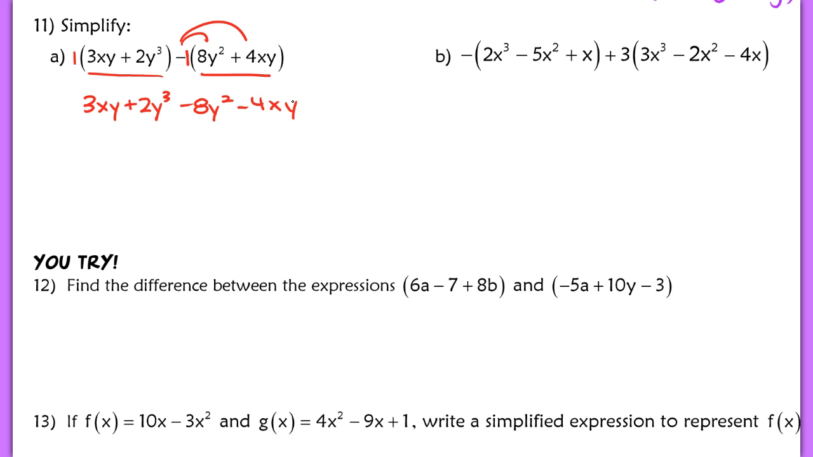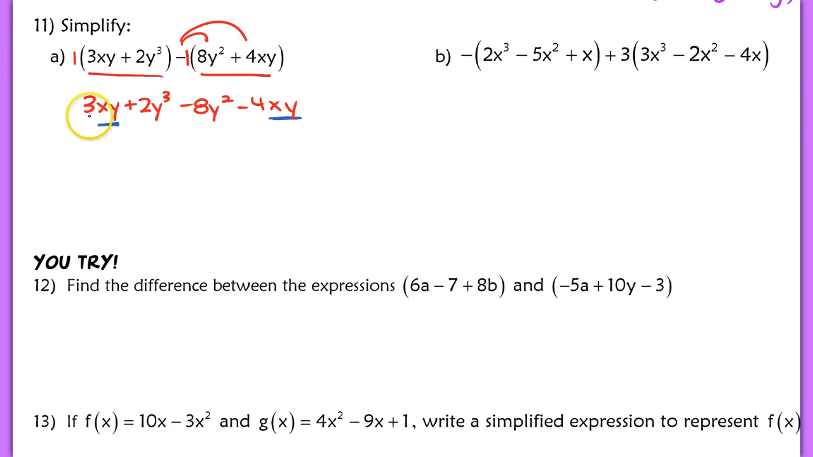Now when I look for like terms here, the problem is an extension problem because they're a little bit more difficult. What you're looking for is the variable term to be the exact same. See how I have an xy here and I also have an xy here? These would be like terms because they have the same exact variable expression.